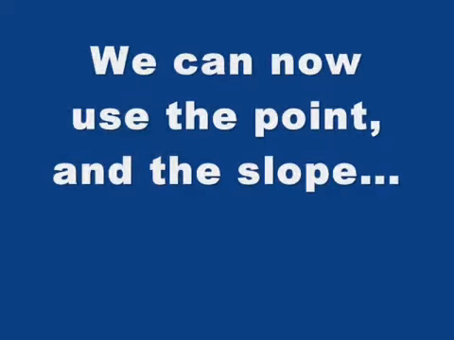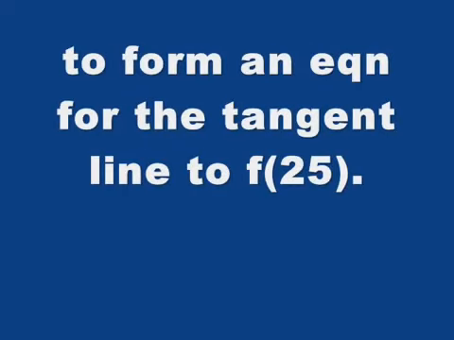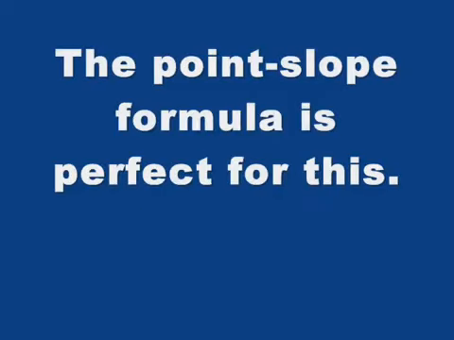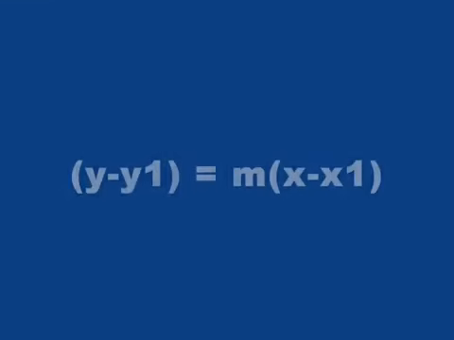We can now use the point and the slope to form an equation for the tangent line to f of 25. The point-slope formula is perfect for this. Y minus y1 equals m times x minus x1. That's the point-slope formula.